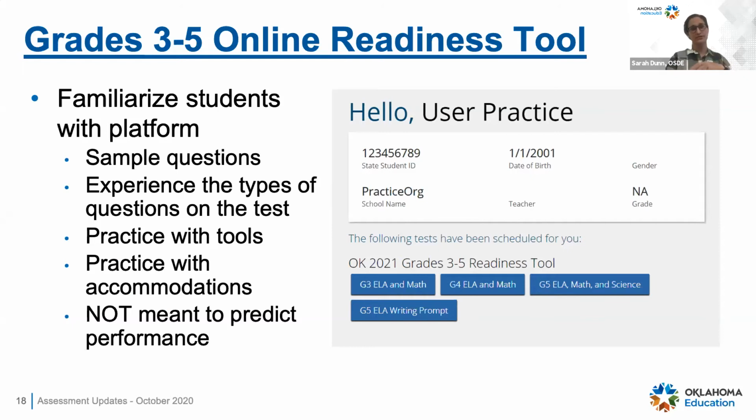Additionally, all students, when they log on to the online readiness tool, will see an accommodations page that will allow them to try out text-to-speech or color contrast. However, those accommodations will not be available to students who do not have that accommodation marked in a valid IEP, 504, or ELAP. But it will be available for everyone to see on the readiness tool.